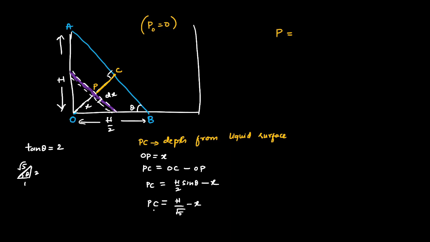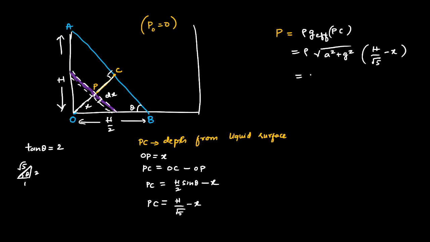Okay. Then going further, what will be the pressure at that point P? The pressure at the point P is going to be density of the liquid, G effective times P to C. Correct? So P to C, we need that. So P to C we already have here. We'll substitute that. And G effective also we have. So let me substitute all these values. This is going to be root of A squared plus G squared. And P to C is H by root 5 minus of X.